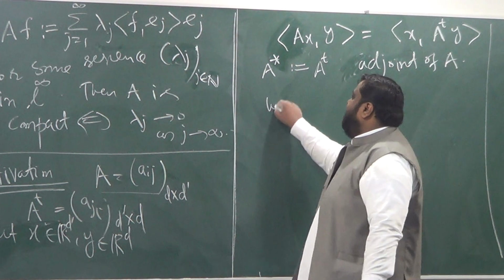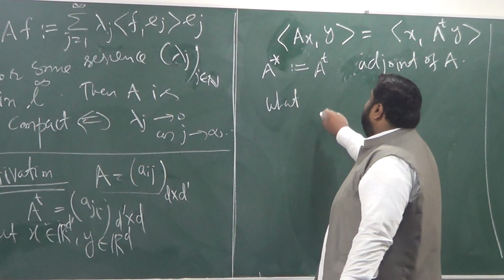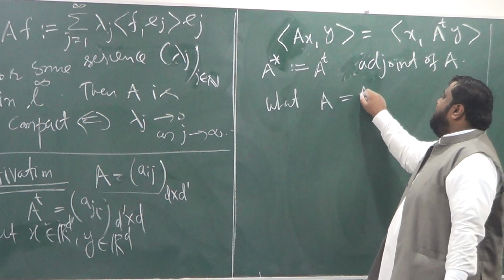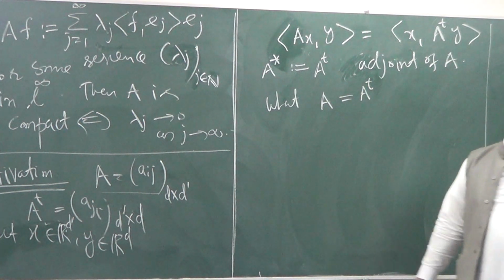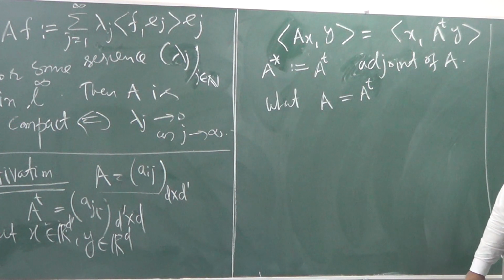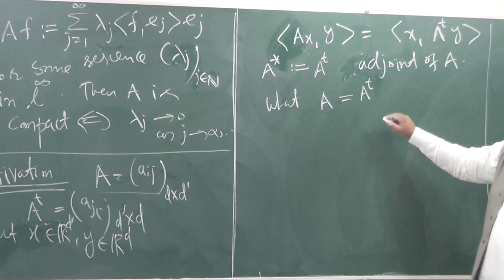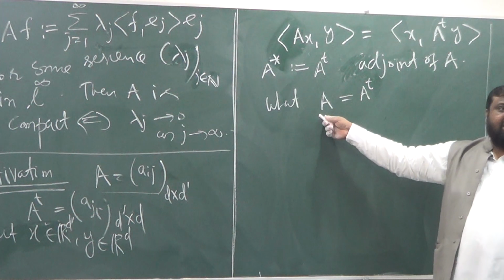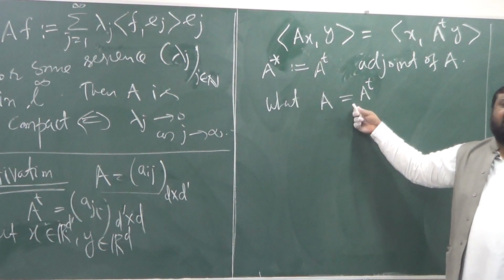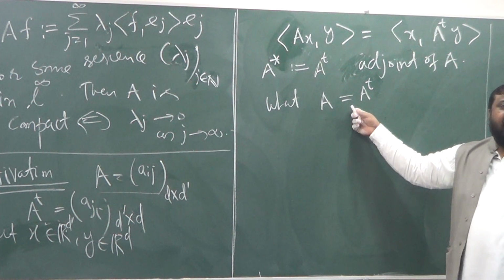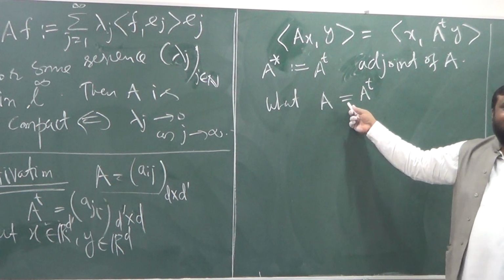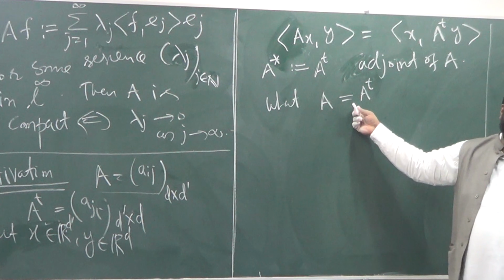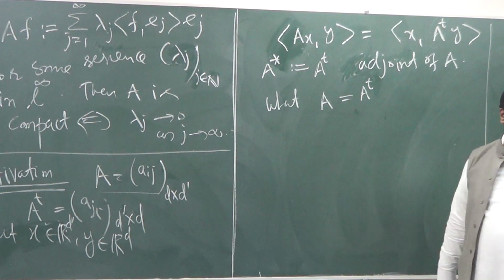Let me add one thing. What if A is symmetric? In other words, A is the same as A transpose. You can have such matrices. In that case, you're going to say that the adjoint of the matrix A is itself. In other words, A is self-adjoint. That would be a good name to give it. So it is an adjoint of itself.